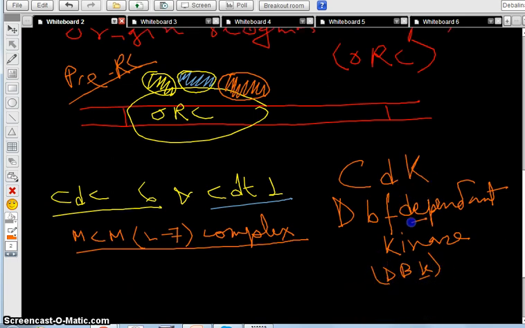This K actually denotes the kinase protein. This last K represents that these two proteins are kinase proteins, and they are responsible for the hydrolysis of this ATP. Now, the second thing is that this CDC6 is phosphorylated by the CDK protein, which is essential for entering into the S phase.